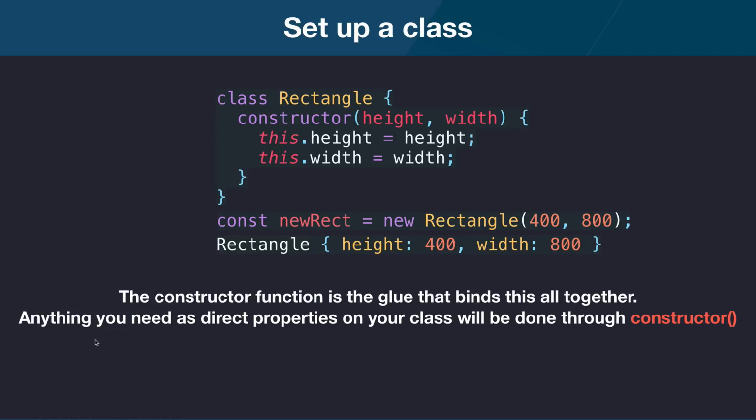So the constructor function is the glue in this class that we set up that binds all of this together. Anything you need as direct properties on your class will be done through the constructor function. So that's a built-in method to classes. It comes out of the box as far as syntax goes. So the last thing to note here is that parent.call is never something we have to do ever again. We don't have to do that anymore. We're over it.